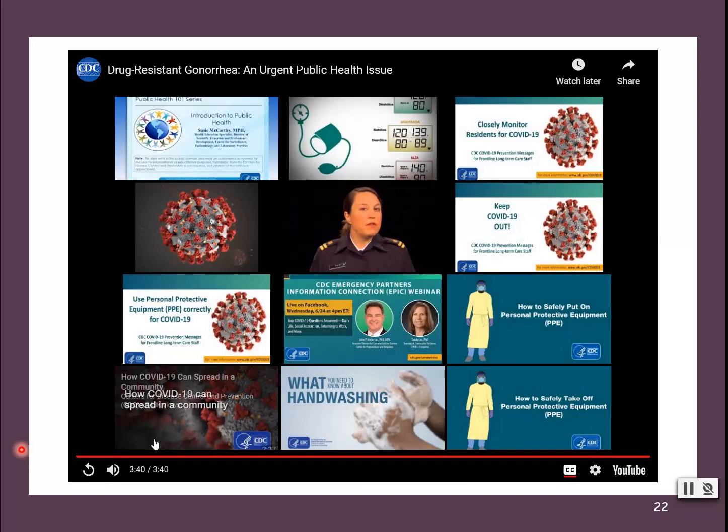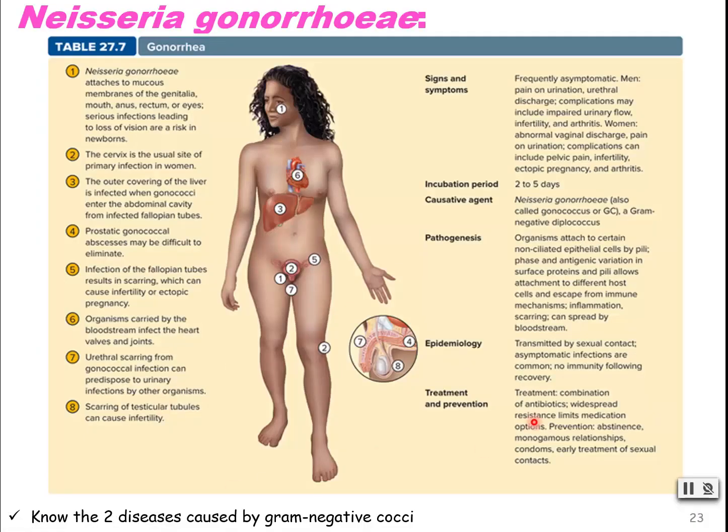I don't know if you caught that, but drugs used to be good for about a decade, and now we've been cycling through different antibiotics and dual therapies about every 2 years. So that's for you. But a big thing, prevention, is going to be abstinence, monogamous relationships, condoms. Basically, people need to talk before they have sex, so talk, get tested, and then get treatment.